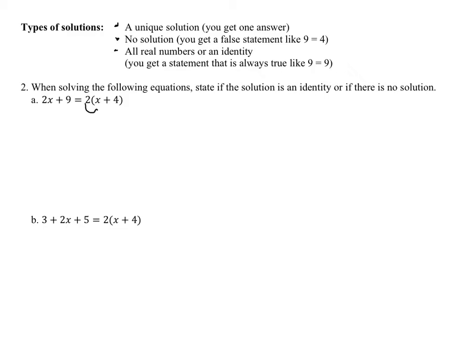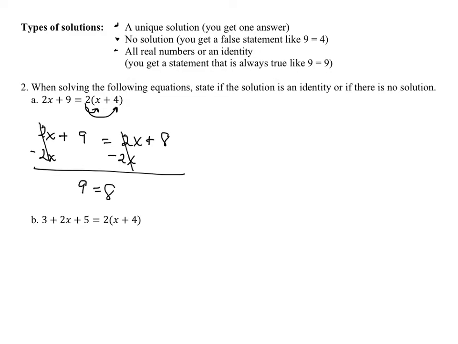I'm going to distribute. There's no fractions, so you're psyched, right? Yay. Everybody with me? 2x plus 8, distributing that 2. Now I'm going to subtract 2x from both sides. Oh, they both add out, so we get 9 is equal to 8.